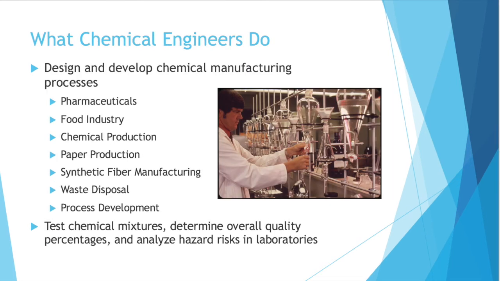And finally, now that we have an overview of chemicals and how they're involved in the world of manufacturing, let's focus a bit on what your chemical engineering coworkers or chemist coworkers do with their jobs. The biggest thing that chemical engineers specifically do is design and develop chemical manufacturing processes for a variety of industries. Pharmaceutical companies, food industry, chemical production, paper production, synthetic fibers, waste disposal.